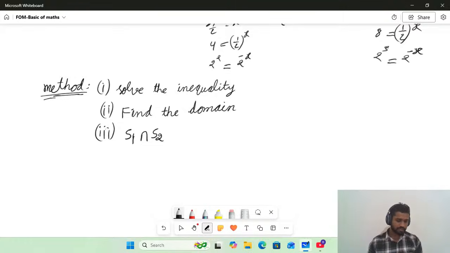If you have any doubts, you can ask me in the chat box. Otherwise, we can move to further questions based on these logarithmic inequalities, and we will solve some questions.